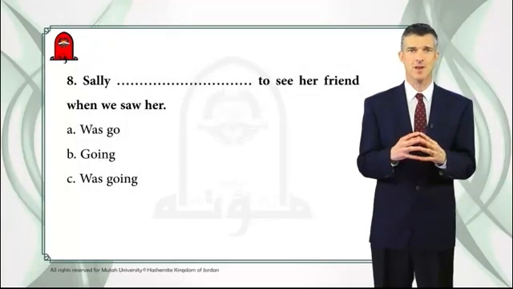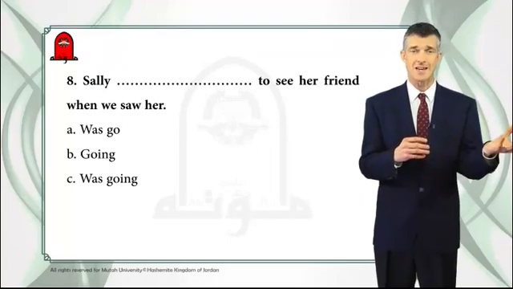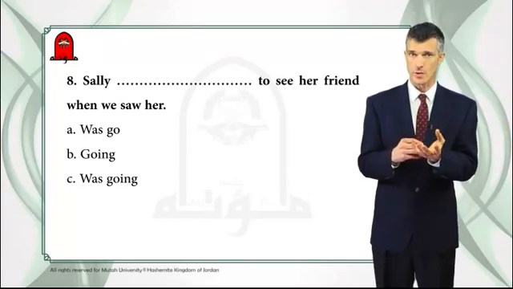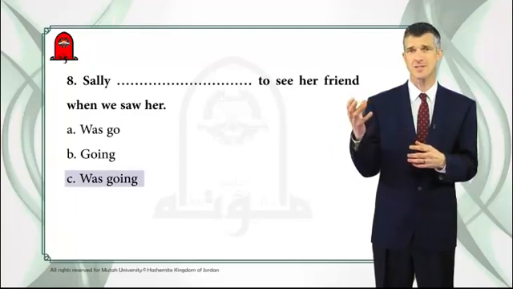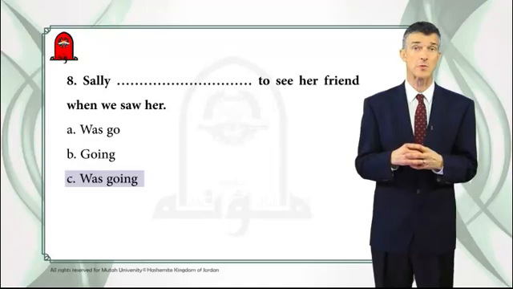Number 8. Sally blank to see her friend when we saw her. A, was go, B, going, or C, was going? The answer is C. Sally was going to see her friend when we saw her.